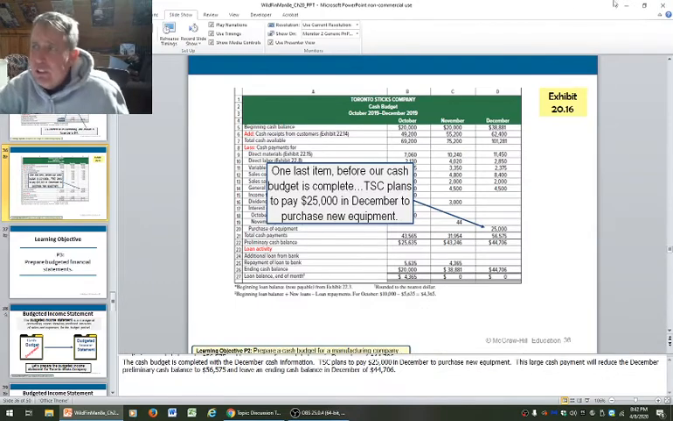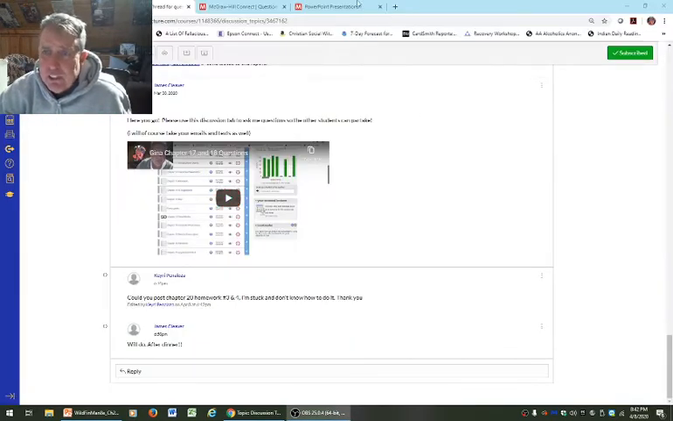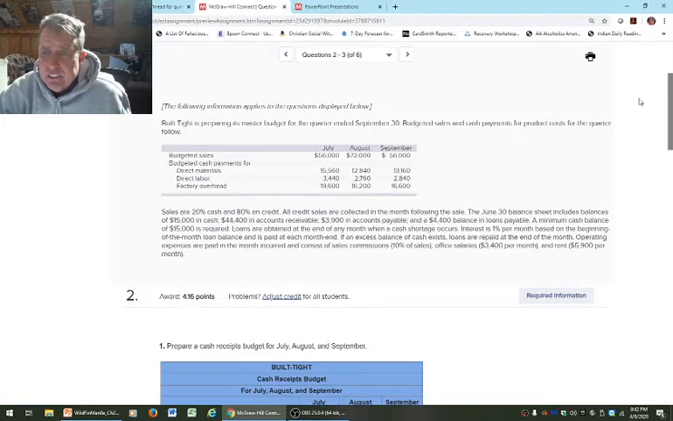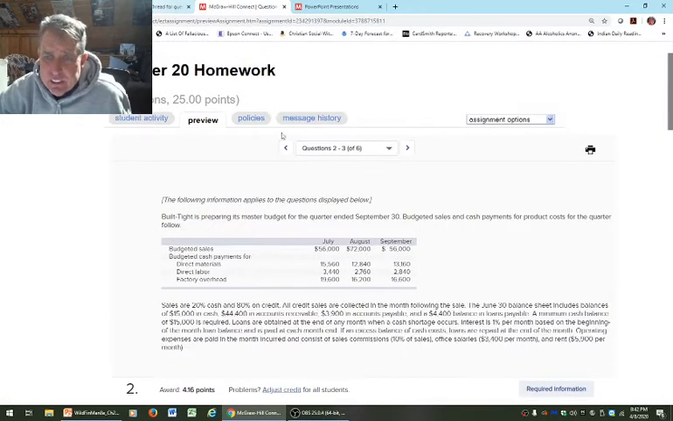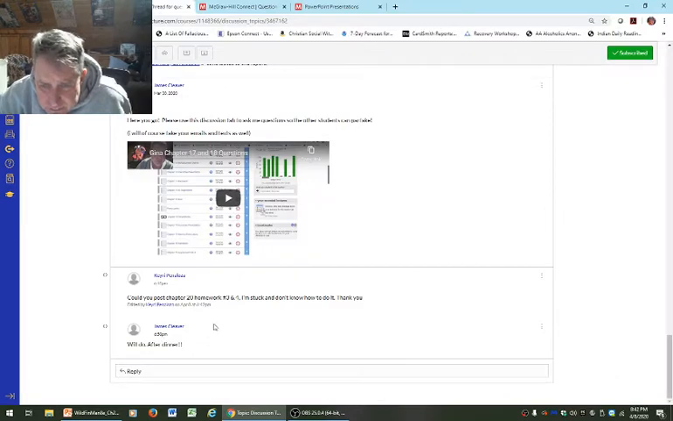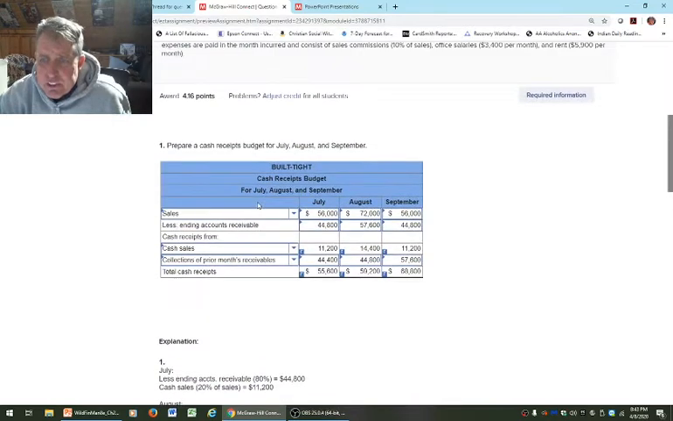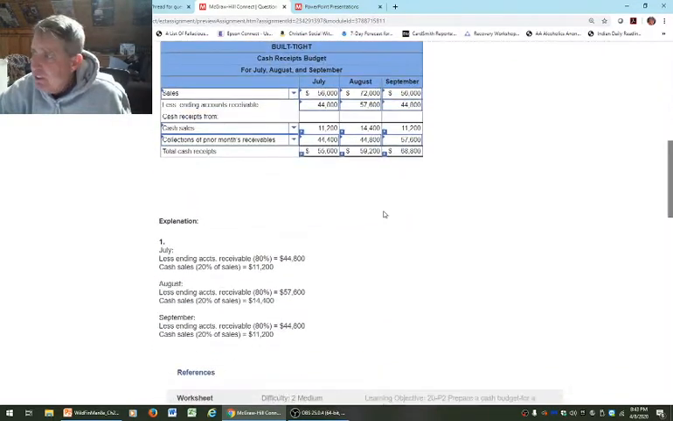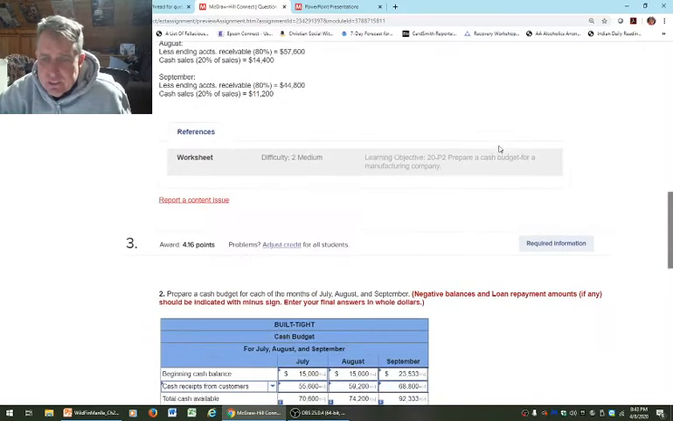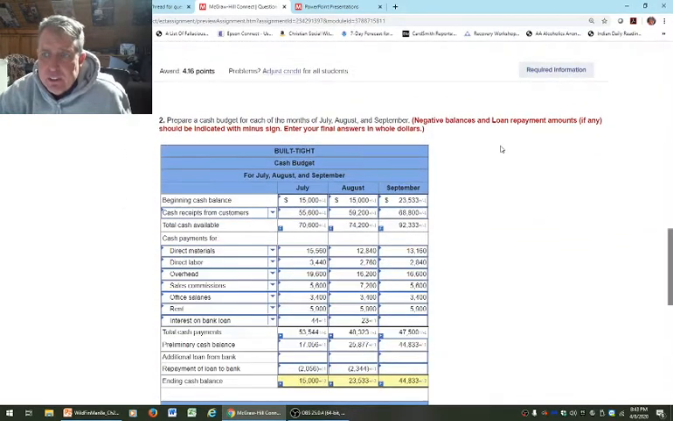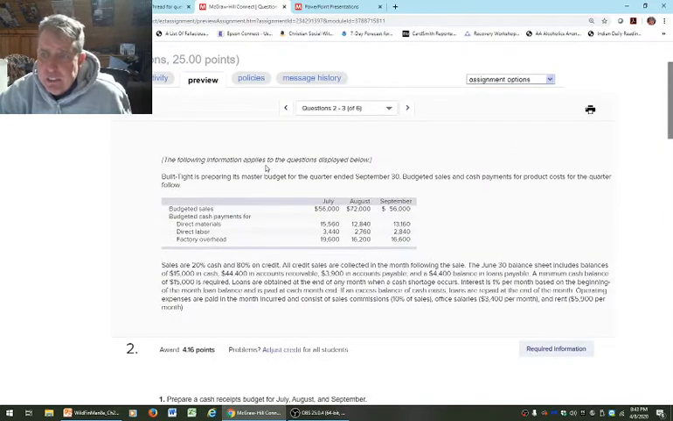That should be helpful. Let me switch over to the questions themselves in Connect. You said, I think, question 3 and 4. Here is questions 2 and 3. There's 2. Just so you know, here's the explanation to get you through 2. Cash receipts for built tight. And then 3 is down here. It's the same. Here's my info on here so that you can figure out your numbers.